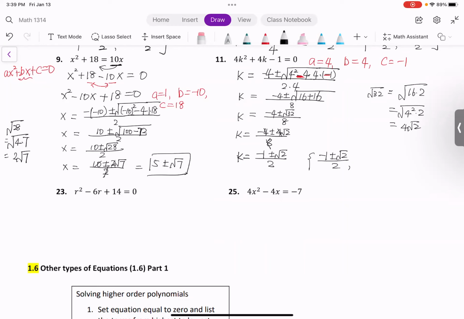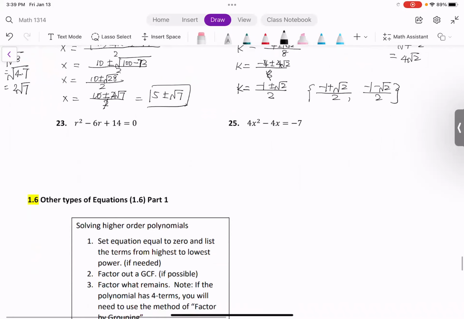If I put them in set notation, I must separate all the elements. So first I put (-1 plus square root of 2) over 2. Second one, I put (-1 minus square root of 2) over 2. Okay, let's move on to see the next two examples.